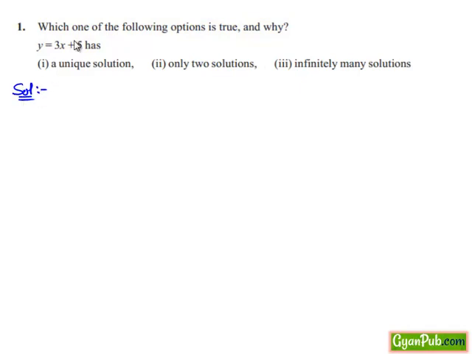In the question, the given equation is y equals 3x plus 5. It can be written as minus 3x plus y minus 5 equals 0. Let it be equation number 1. This equation is a linear equation in two variables x and y.